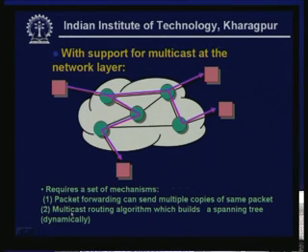And secondly, a multicast routing algorithm which builds a spanning tree dynamically. That means, how do you form this tree? This looks somewhat similar to forming a routing tree for unicast cases, but there are some differences. This tree has to be built up dynamically and in a distributed fashion by the routers. So, for that they have to run some multicasting protocol, an IP multicasting protocol, between themselves. That is what we mean when we say that the routers are supporting multicast.